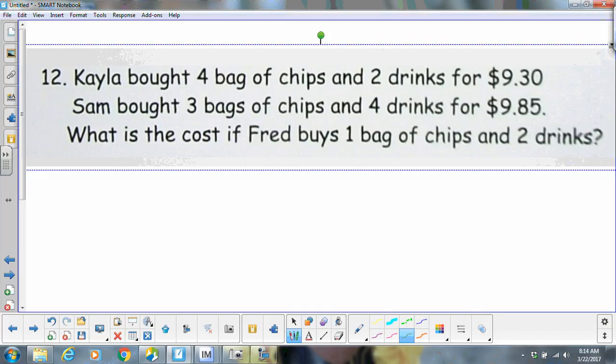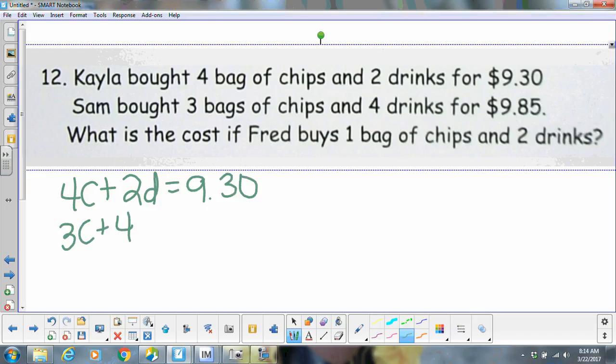Okay, Kayla bought 4 bags of chips and 2 drinks, and that was $9.30. Sam bought 3 bags of chips and 4 drinks, and that was $9.85. So I would start by multiplying the top here by negative 2.